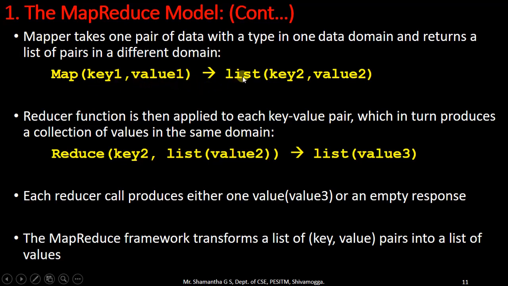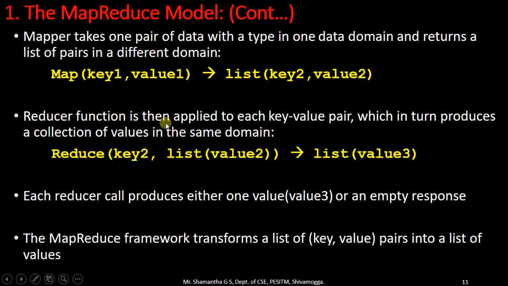From that it is going to produce a list of output containing key 2. Here key 2 may be once again Kutuzov or Petersburg, and the value is the lines where the key occurs. So the mapper takes one pair of data with a type in one data domain and returns a list of pairs in a different data domain. This will be the input for the reducer function.